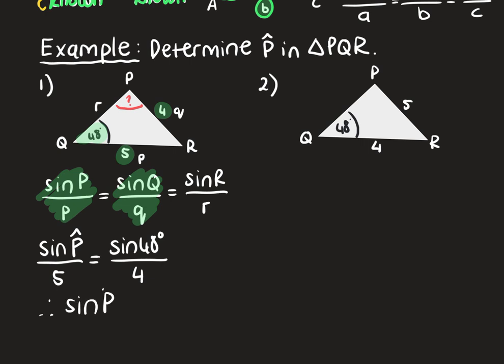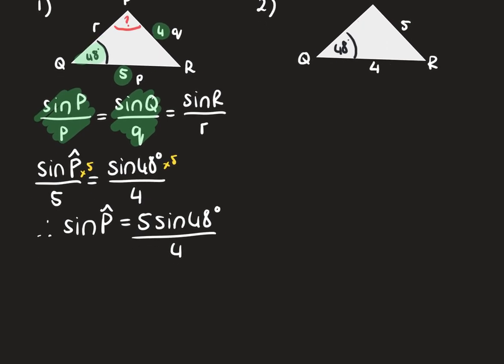So sine of P equals, what do I need to do to this? I need to times this side by 5, times this side by 5. So what's that going to give me? 5 sine 48 all over 4. Let's see what that gives me. Sine of P is going to equal, in your calculator, 5 sine 48 over 4. That gives me 0.92 recurring.